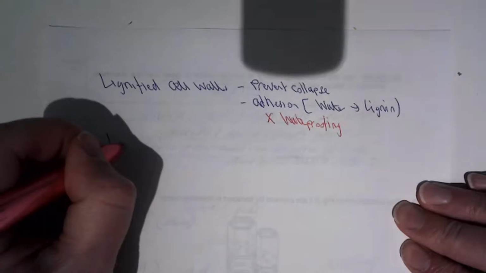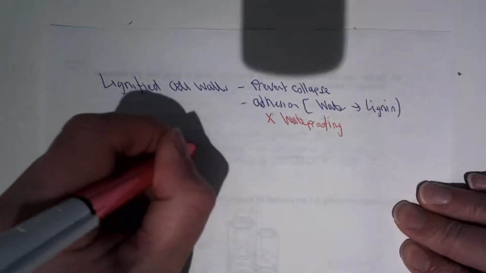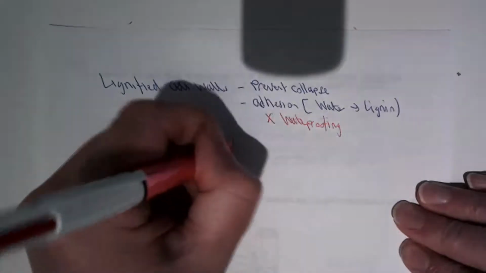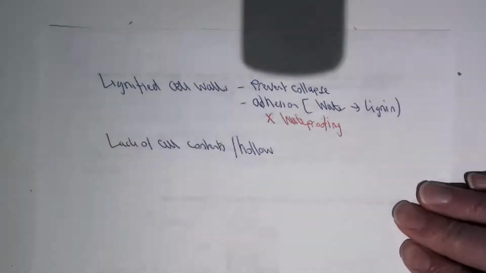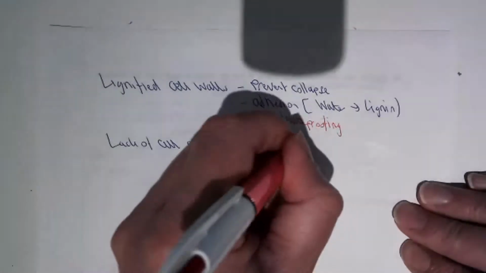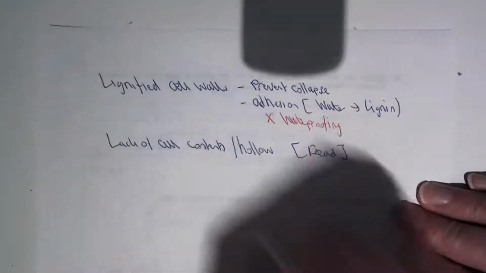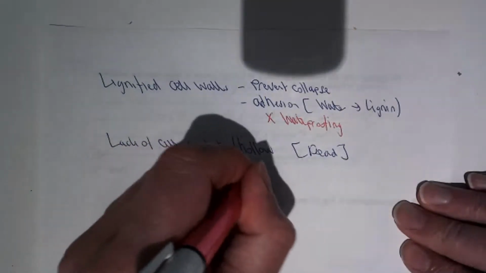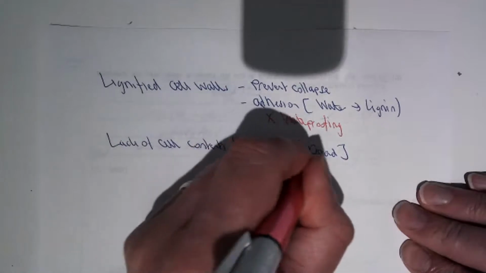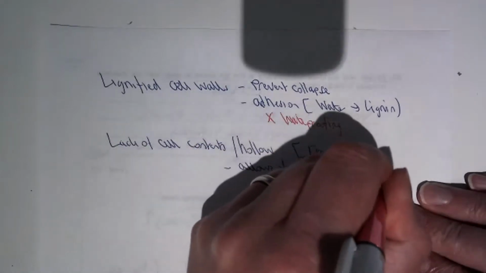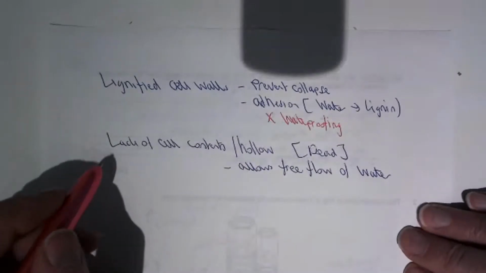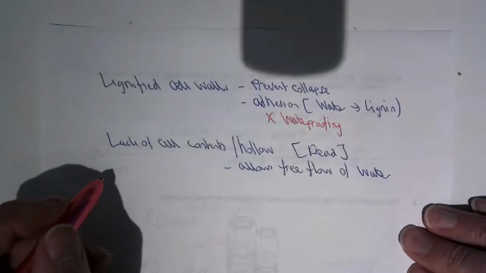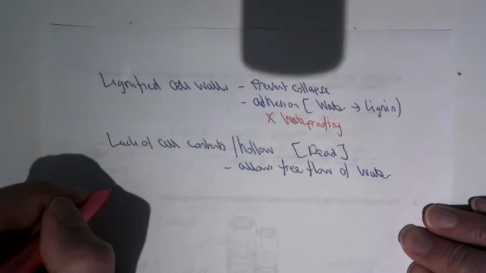Right, we also said there was lack of cell contents. The hollow, that's because they are dead cells. And that allows free flow of water. There's nothing in the way that's going to cause resistance.